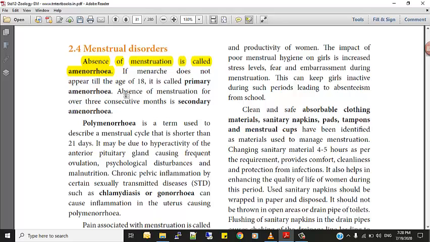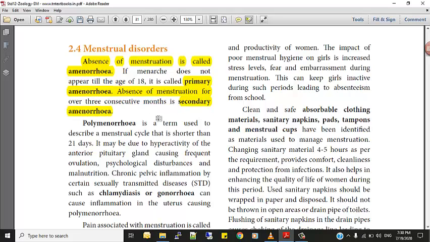Sorry for pronouncing it wrongly in the last video: it is not menarche, it is menarche. Okay, I repeat, it is menarche. If menarche does not appear till the age of 18. The first menstrual flow is called menarche, isn't it? During puberty, when it is not occurring and it is still not occurring at the age of 18, then it is called primary amenorrhea. If the menstruation is absent for over 3 consecutive months, it is called secondary amenorrhea. So it is a very clear difference between primary and secondary amenorrhea.